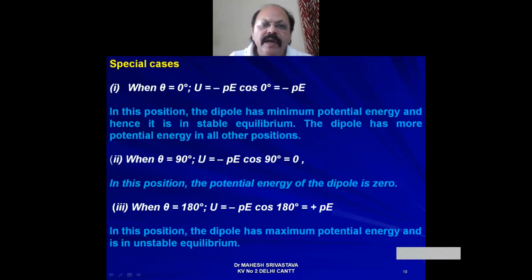Now another condition we take, if theta equal to 90 degrees, then U equal to minus PE cos 90 degrees. Cos 90 is 0, so it is 0. In this position, the potential energy of the dipole is 0. When theta equal to 180 degrees, then U equal to minus PE cos 180 degrees. Cos 180 degrees is minus 1, so that becomes plus PE. In this position, the dipole has maximum potential energy and it is in unstable equilibrium.